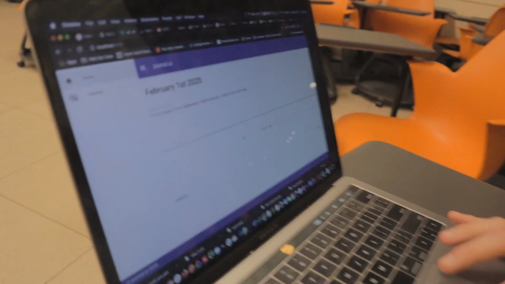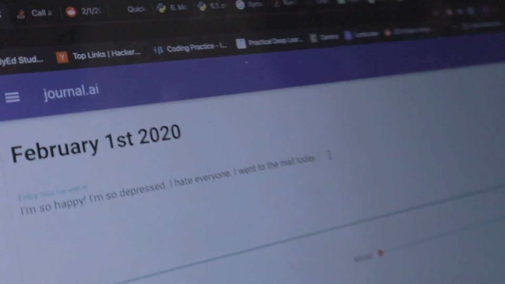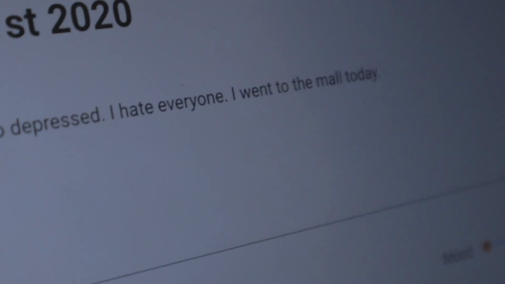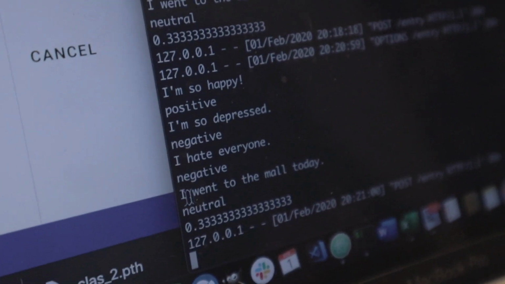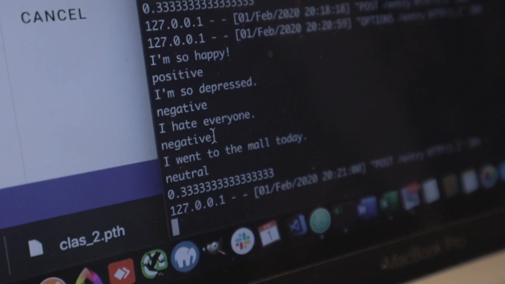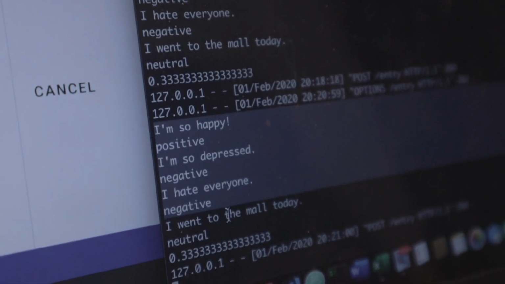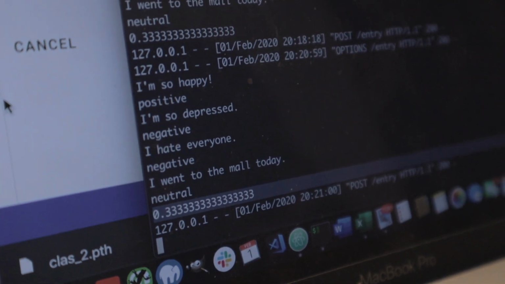So this is what we ended up with at the end of the day. We got this little web app going. I typed out a little journal entry, and if I click submit, it'll give me a happiness score. This score makes sense because if you look at the log, it classified I'm so happy as positive, I'm so depressed as negative, I hate everyone as negative, and I went to the mall today as neutral. So it throws out the neutral sentence and computes the percentage positive and negative between the remaining sentences. One third was positive, two thirds negative, so the positivity score was 33%.